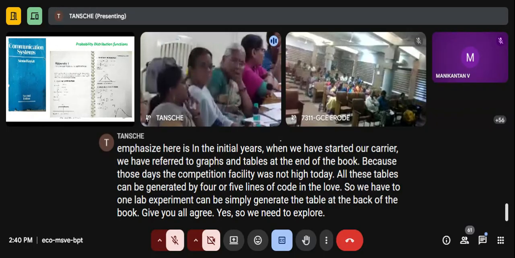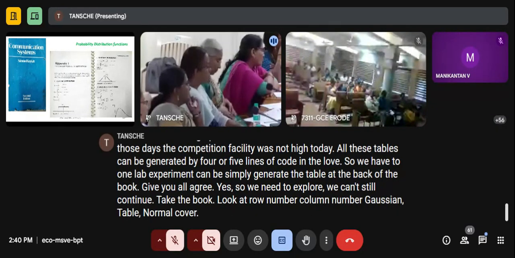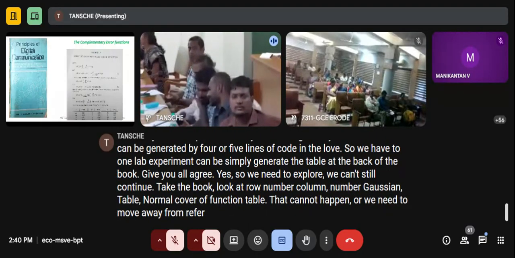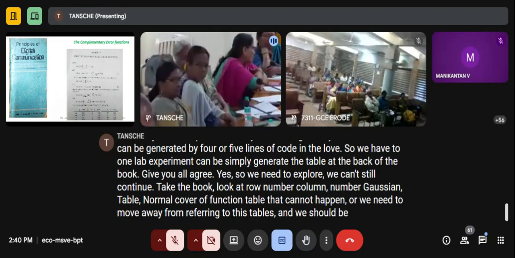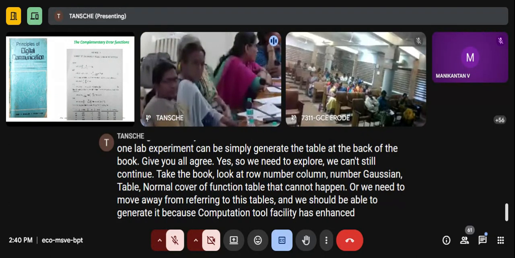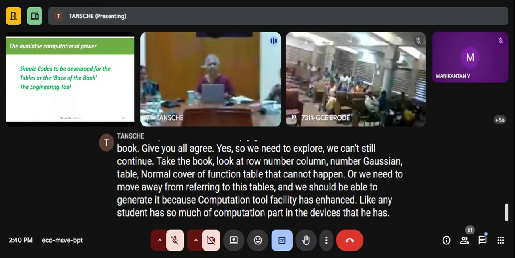We can't still continue to take the book, look at row number, column number, Gaussian table, normal curve, error function table. That cannot happen. We need to move away from referring to these tables, and we should be able to generate them because computation tool facility has enhanced like anything. Students have so much computation power in the devices that they have ready access to.